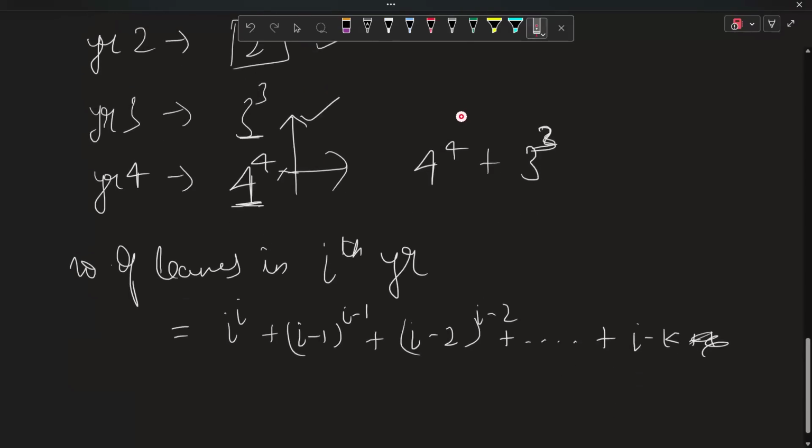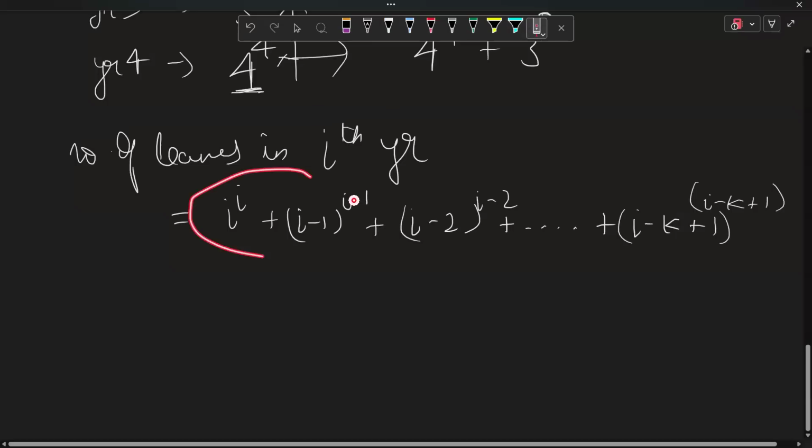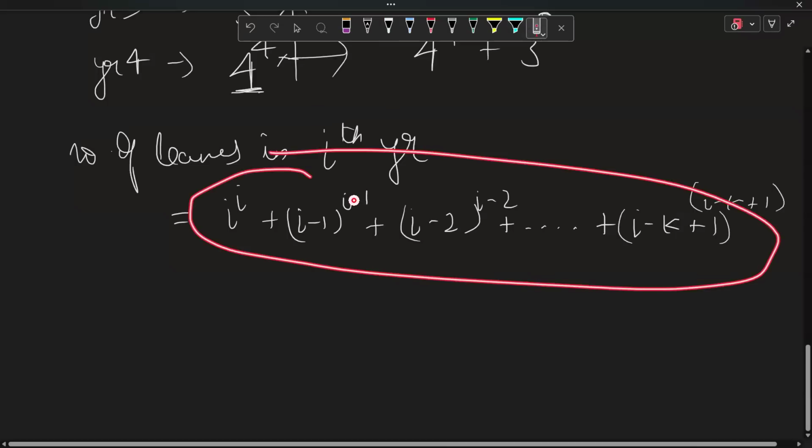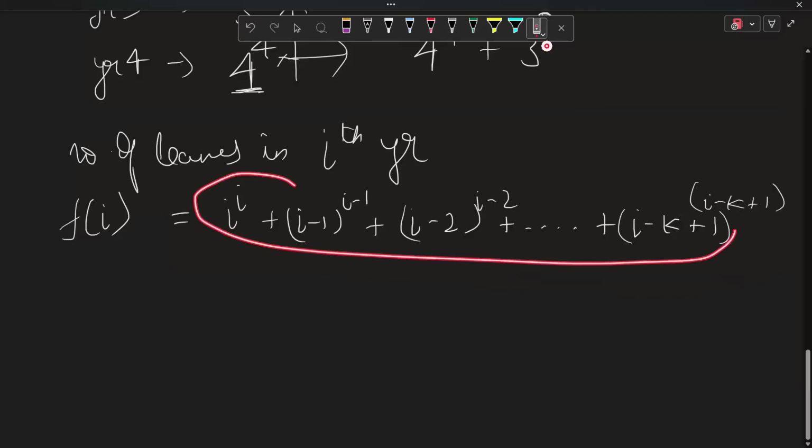So for the ith year, how many terms would we take? k terms: from i minus 1, i minus 2, up till i minus k plus 1. So these would be the k terms, and this is the number of leaves that would be present in the ith year. Let's say this is our function, f of i, the number of leaves present in the ith year. This would be the expression for that.